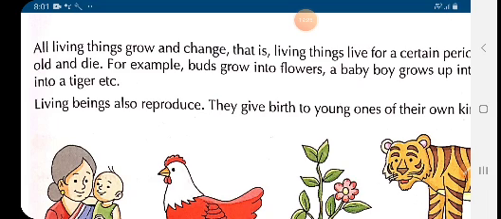So children, living beings show growth and change. So all living things grow and change. That is, living things live for a certain period of time, grow old and die. As I showed in the example of a bud growing into a flower, a baby boy growing up into a man, and a cub into a tiger. Other than this, children, as we have already studied, living beings also reproduce. They give birth to young ones of their own kind.